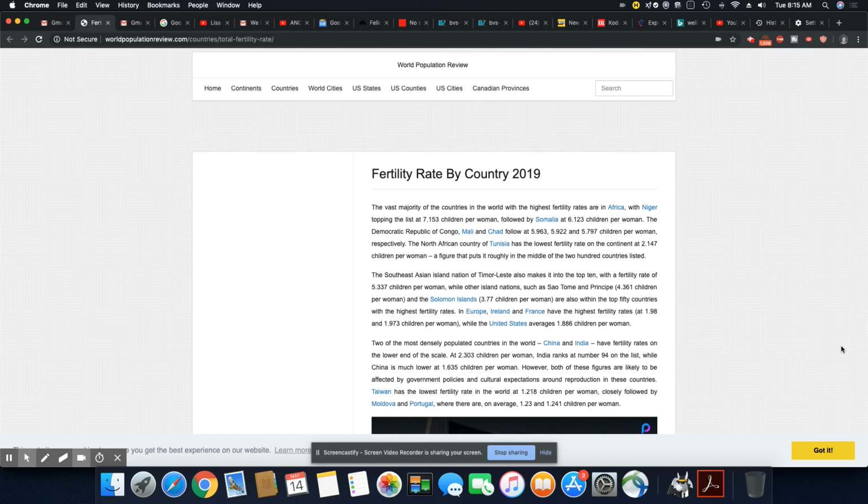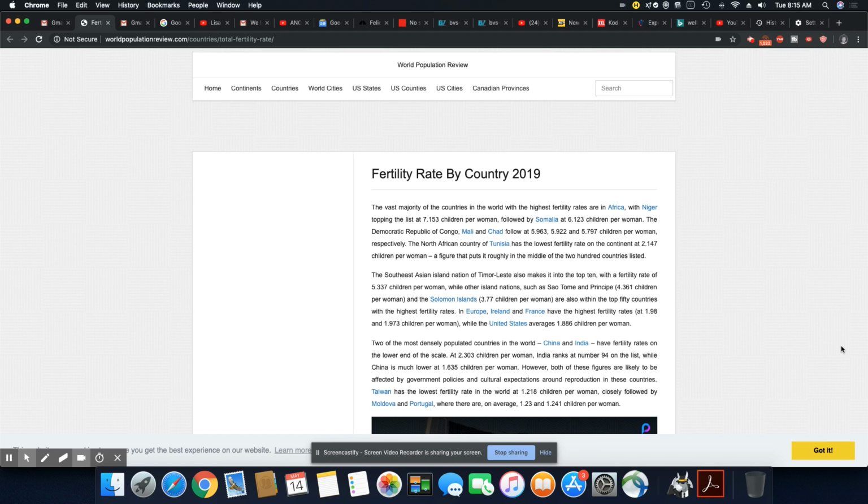Two of the most densely populated countries in the world, China and India, have fertility rates on the lower end of the scale. India is at 2.303 children per woman and ranks at number 94 on the list, while China is much lower at 1.635 children per woman. Remember, they messed themselves up with that one child rule.